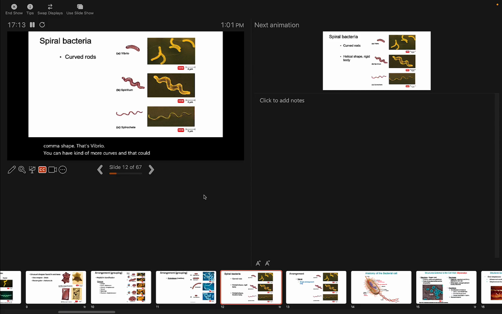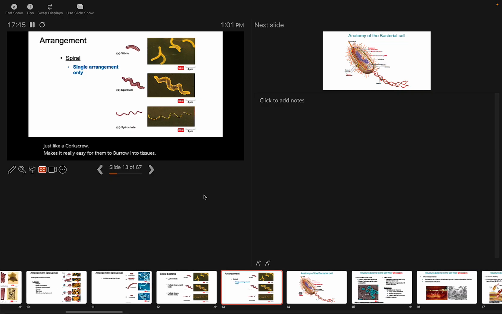Then when you have these really, really thin bacteria that look a lot like a little corkscrew, those are almost always spirochetes. So they have a helical shape, and here the Spirillum have a rigid body, and then they call these helical shape with a more flexible body. And especially the spirochetes are usually really motile because they spin just like a corkscrew. Makes it really easy for them to burrow into tissues. And again, typically there'll be a community of them, but they don't have an arrangement where they're attached to one another.